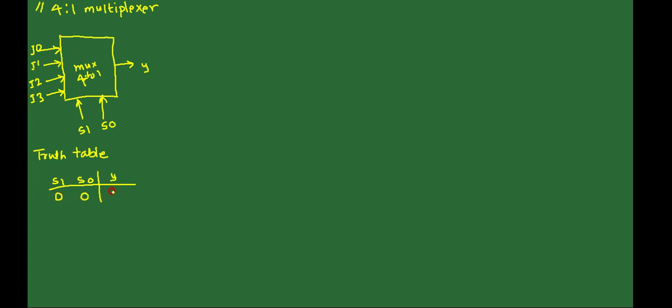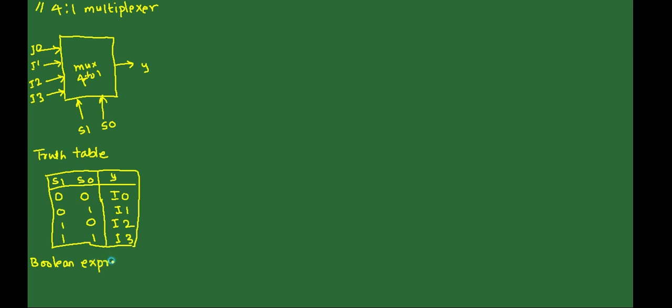When S1 and S0 are 0, 0, Y is assigned with I0. When 0, 1, assigned with I1. 1, 0, assigned with I2. 1, 1, assigned with I3. This is the truth table for 4:1 multiplexer. You can write the Boolean expression in terms of S1, S0 and I0 to I3, total 6 inputs. Mux involves only 1 bit output here.